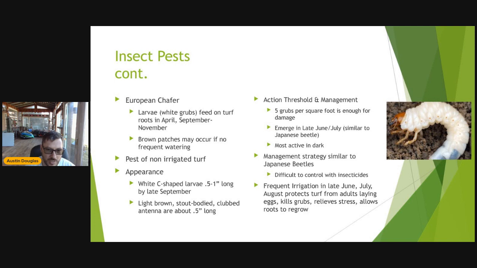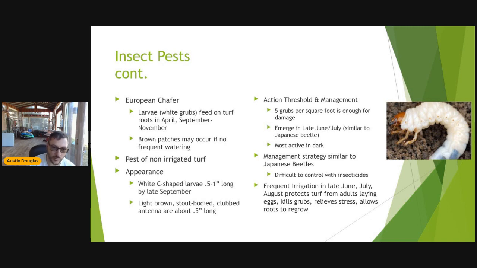All right, so let's talk about the European chafer. In the larval stage, it's a white grub. It's going to feed on the roots in April and again in September. In April, it takes a break in the summer because it's becoming an adult. And then September to November, it picks back up in the larval stage and it starts to chew on the roots.